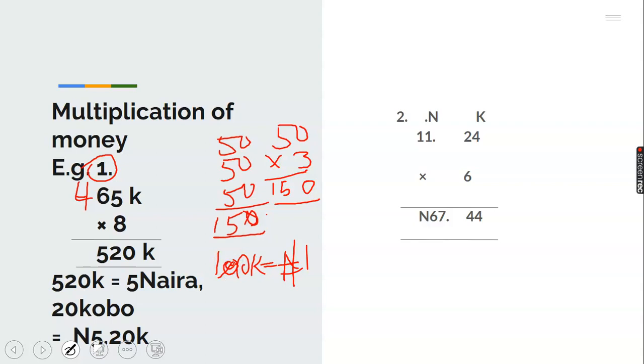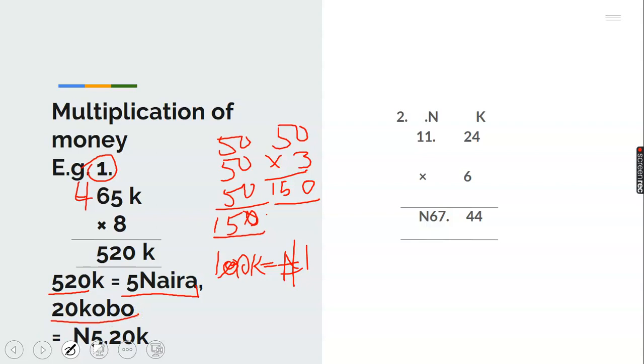So if 100 kobo is 1 naira, that means 500 kobo will be 5 naira. Then the other 20 kobo is not up to 100. You are told that if the kobo is not up to 100, you cannot convert it to naira. So because it is still 20 kobo, we leave it as kobo. So 520 kobo will give us 5 naira, that's 500 kobo, 5 naira, then 20 kobo. And it is written as this, you can see, 5 naira dot 20 kobo.